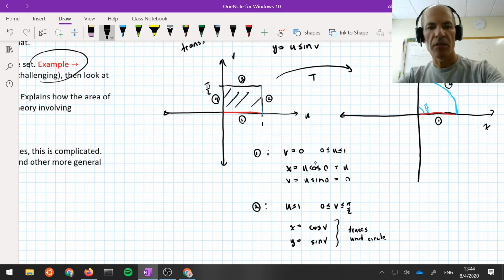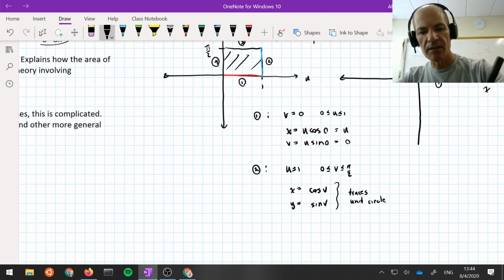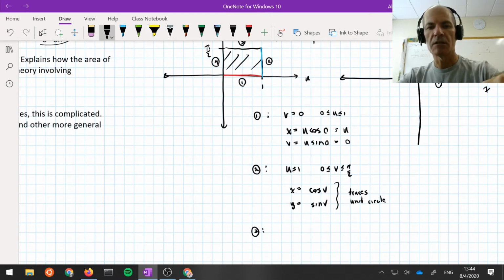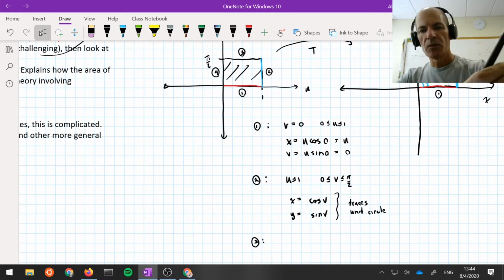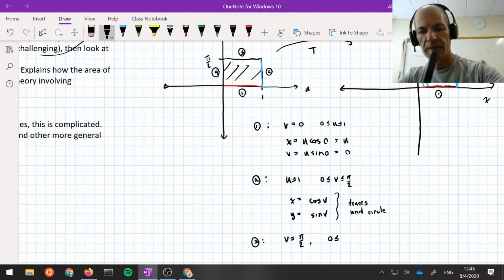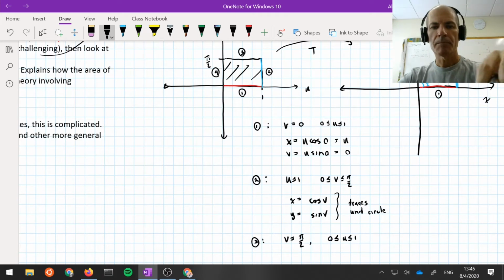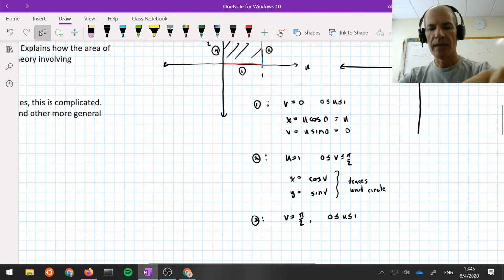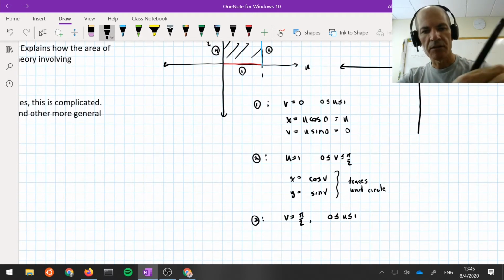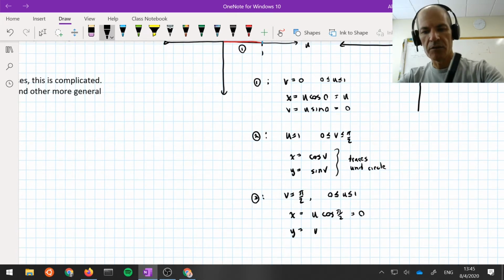What happens with side 3? Until you develop an intuition, it is pretty much this process of going through the boundaries. Along 3, the top, we have v is pi over 2, and u is between 0 and 1 again. Let's color that side green and see if we can figure out what happens there. Repeating this process, looking at the transformation, we have x is equal to u cosine of pi over 2, aka 0, and y is u sine of pi over 2, which is just u.